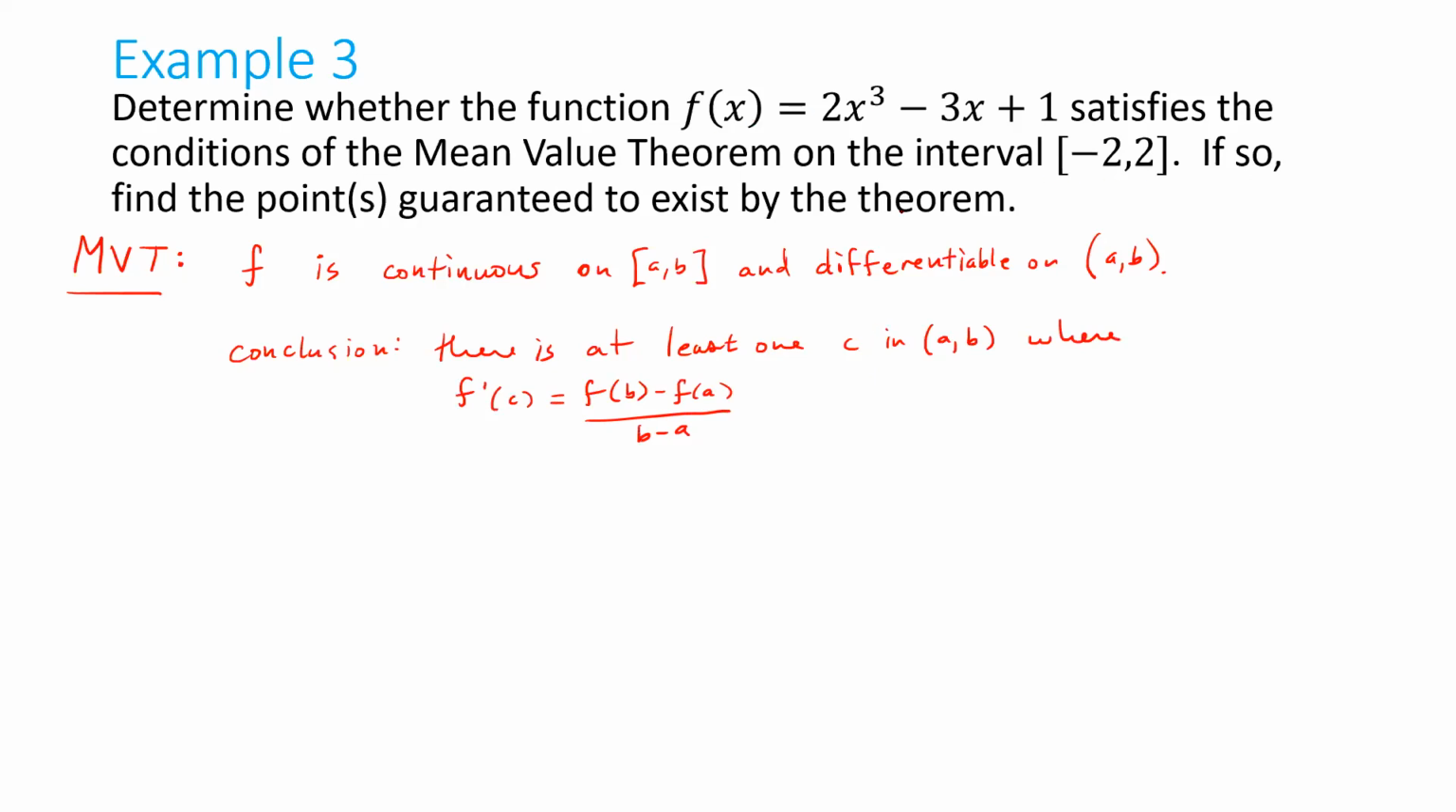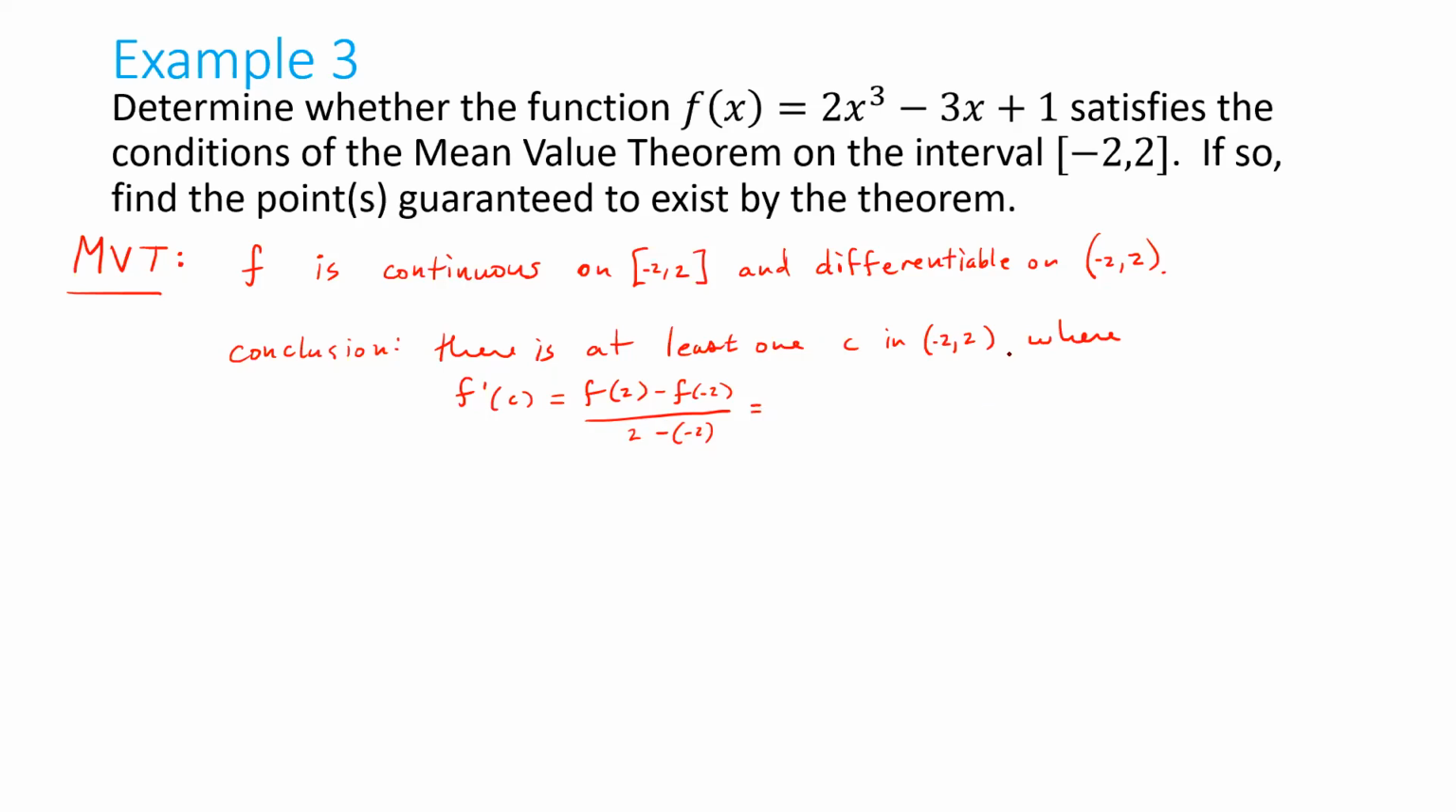So let's kind of put that into context here. So we've got, in this case, the interval from -2 to 2. So our A to B would be that. So let's actually fill it in here. Putting -2 to 2. So there has to be at least one point C in the open interval from -2 to 2, where f of 2 minus f of -2 is equal to, over 2 minus -2.